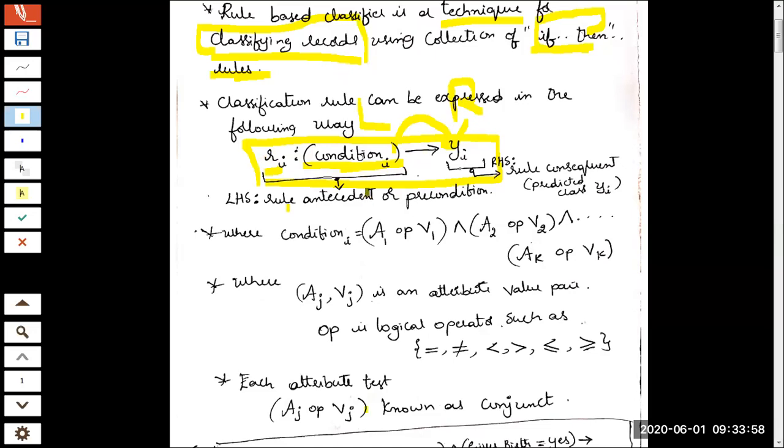Now we have a few more terminologies here you should see. The LHS of the rule is also called the antecedent, or a precondition. This is the deciding factor, because this will decide where the record should go and to which class. Since this is the deciding point, the initial point where a decision will be made, it is called a precondition.